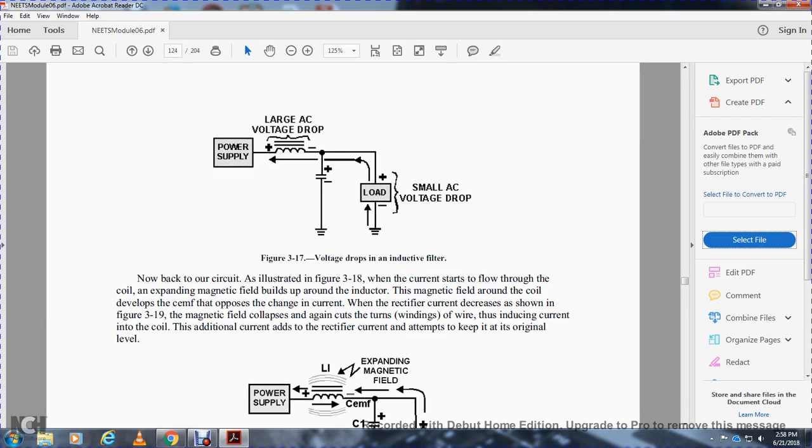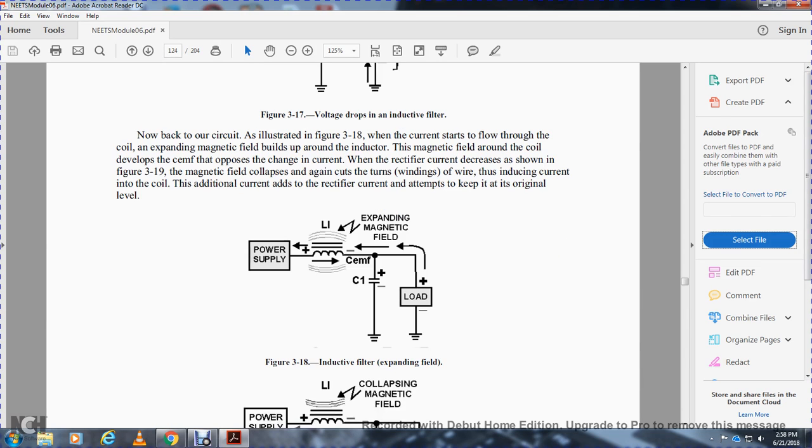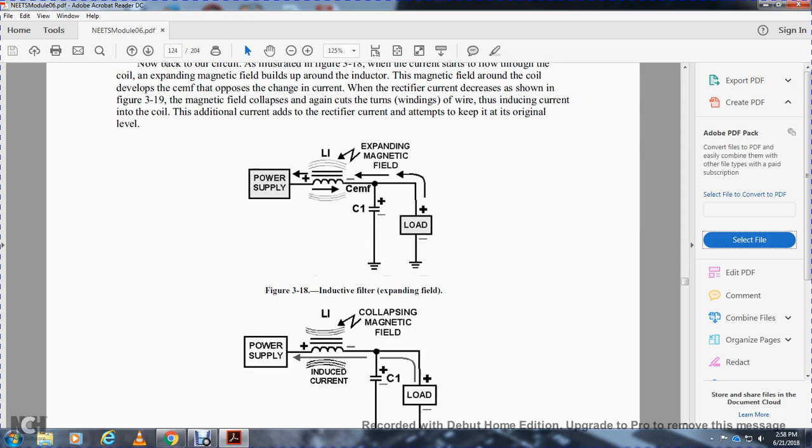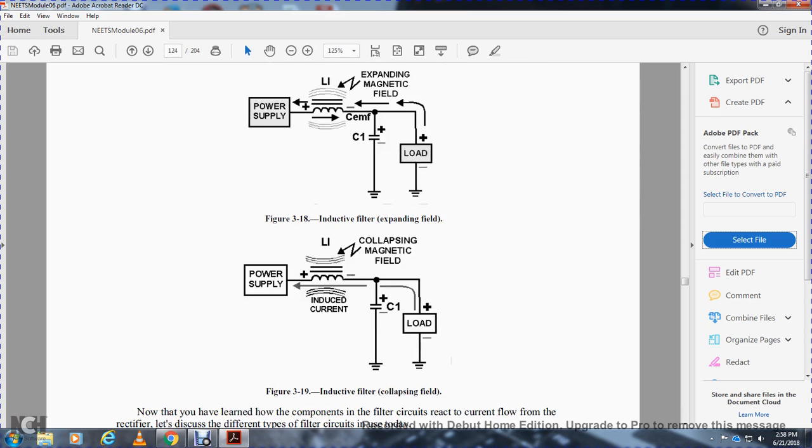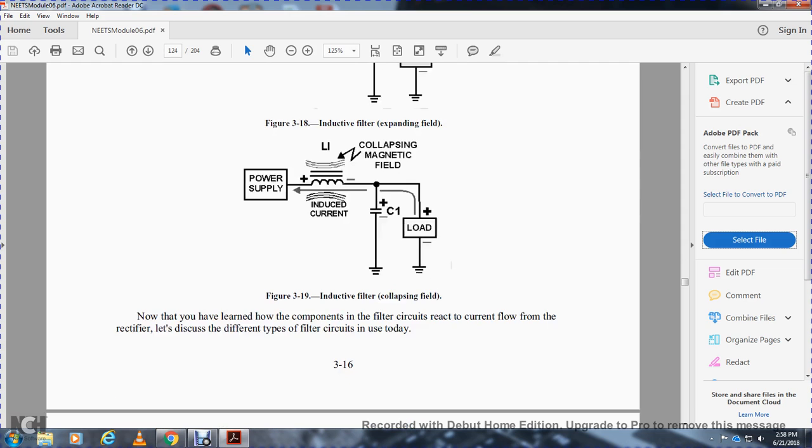The magnetic field collapses again, cutting the turns of wire and inducing current into the coil, adding current at the rectifier in an attempt to keep the original level. So the inductive filter is the counter EMF going from the load back into the power supply, from the expanding magnetic field of the load. With load 1 collapsing, the magnetic field from the load goes into the power supply. This is the induced force of the collapse of the magnetic field.